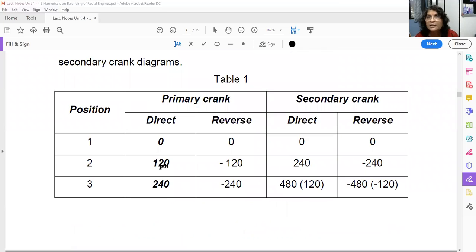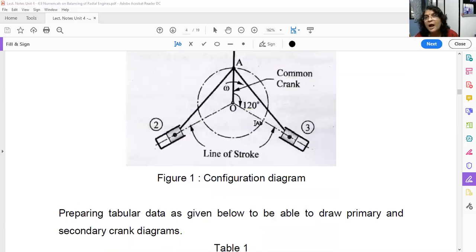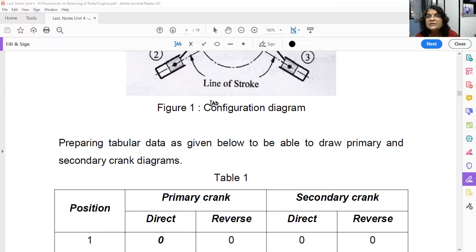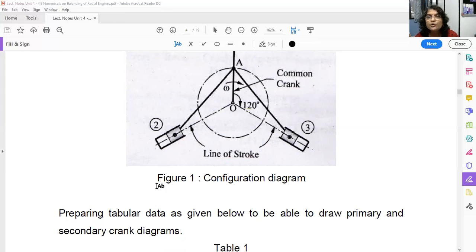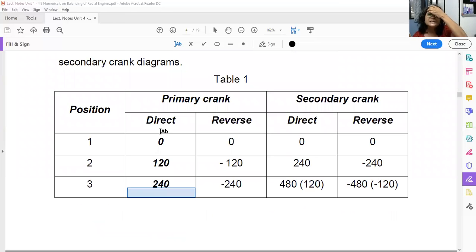Now let us consider cylinder number 3. The unbalanced primary force is lying here. That means we have to pick m/2 from here and keep it here. So by what angle should I rotate this in the direction of omega, that is clockwise? I have to rotate it through 240 degrees so that I can keep it here. Understood? So that's why this angle is 240 degrees. That's why we have written 240 degree here. Understood? So this is the direct primary crank angle.